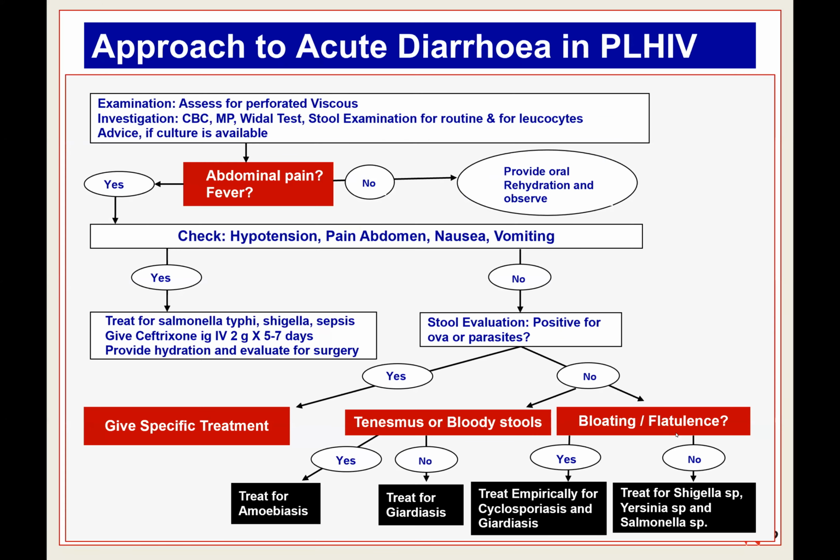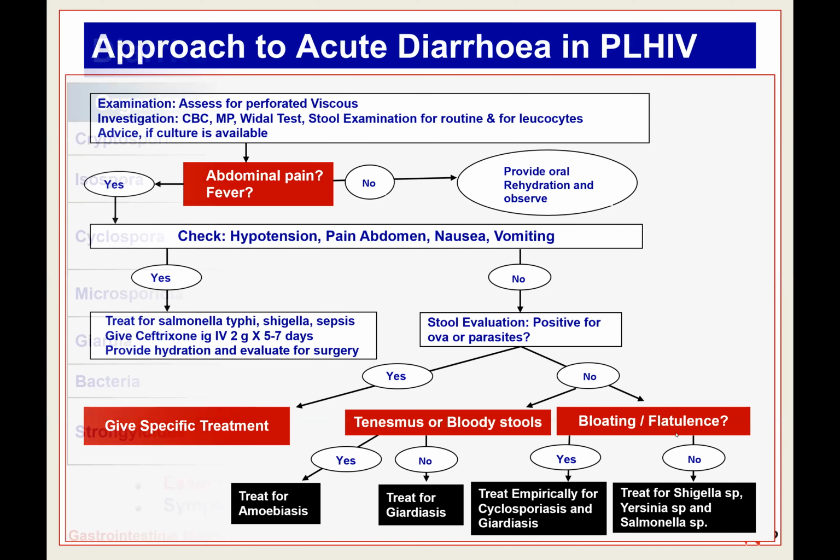This is an algorithm to guide us on, again, if the patient is having tenesmus or pain in abdomen or not, and based on that, how you decide whether to give empirical treatment or again to do other stool examination, when to do what. So it is very handy, and we will share the slides with you. So you can keep these printouts under your table, and you can use them as and when you want.